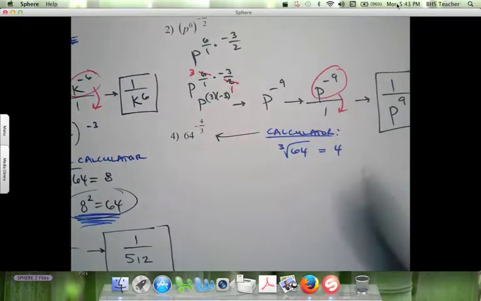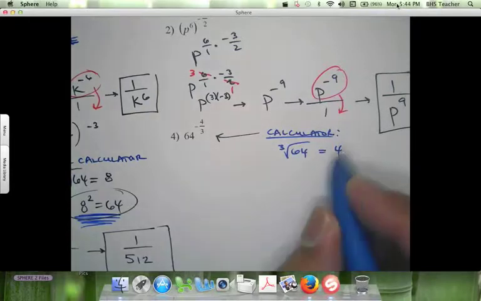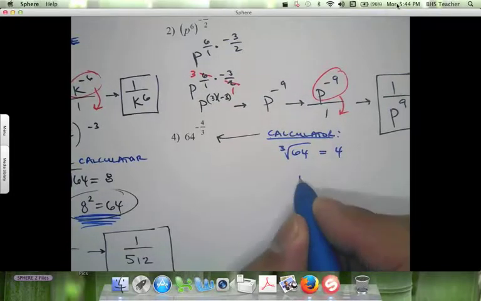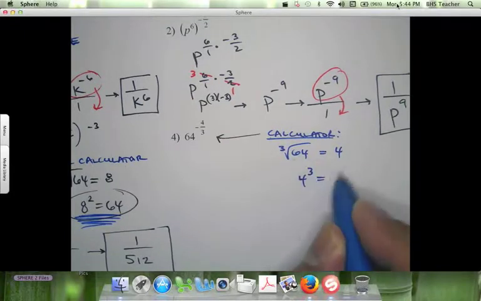I don't want to use radicals. From this, you take what information? You take that if the answer is 4, that means that 4 cubed, 4 times 4 times 4, is 64. That's what you understand from doing this.